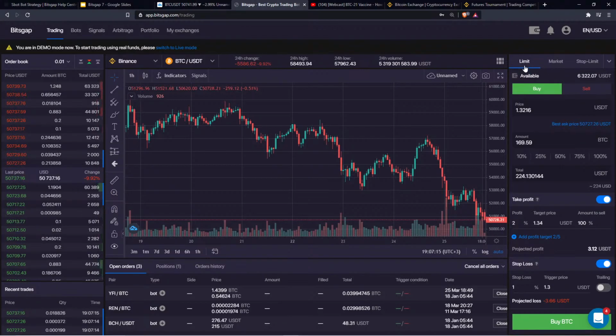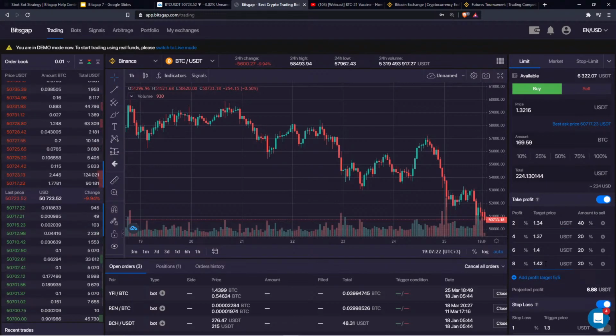Here in the limit section, you have this option to set even multiple take profits. Okay, so it's all about finding your ultimate structure, the best one for you to follow, and I will show you some. The best one, in my opinion, and the easiest one, is a limit order, because at Bitsgap we have this option to set multiple take profits and the stop loss.